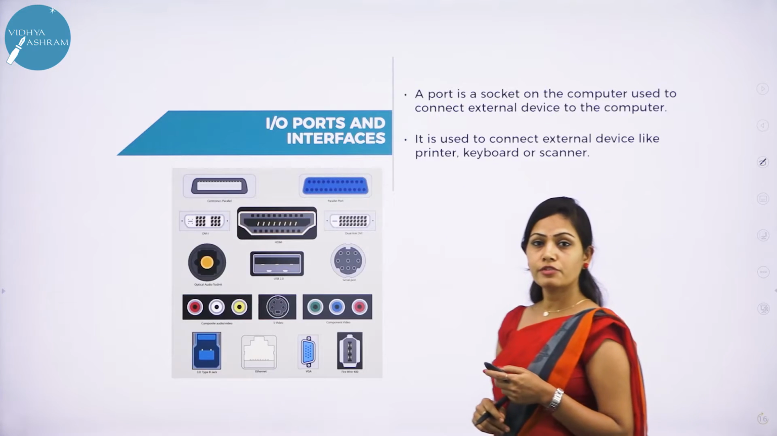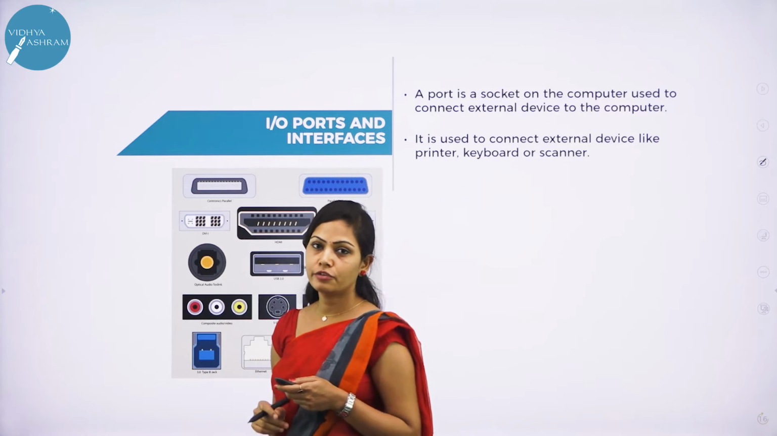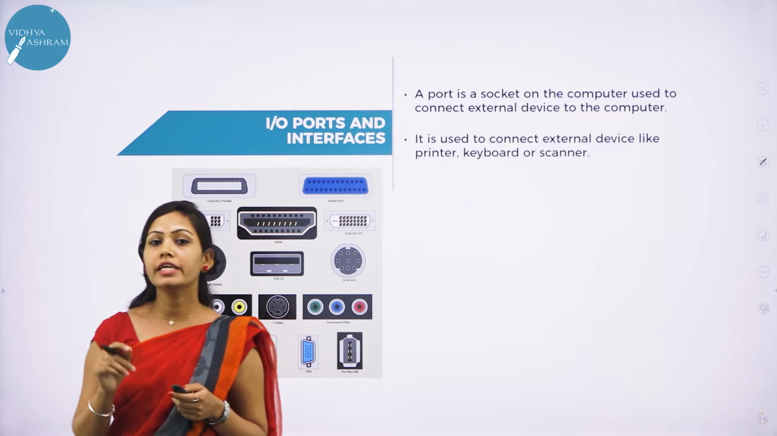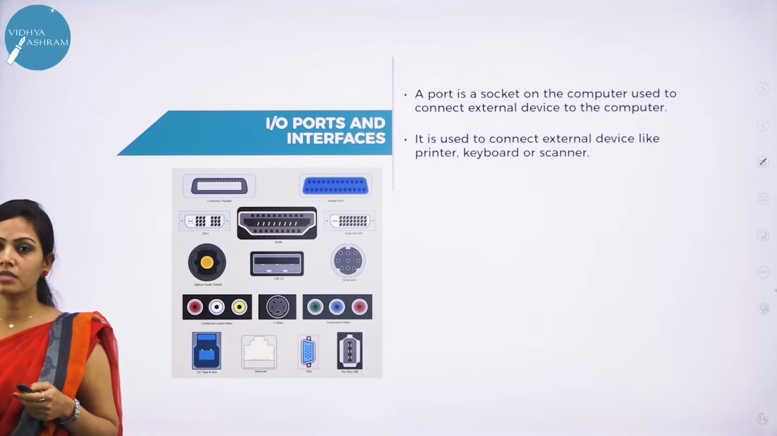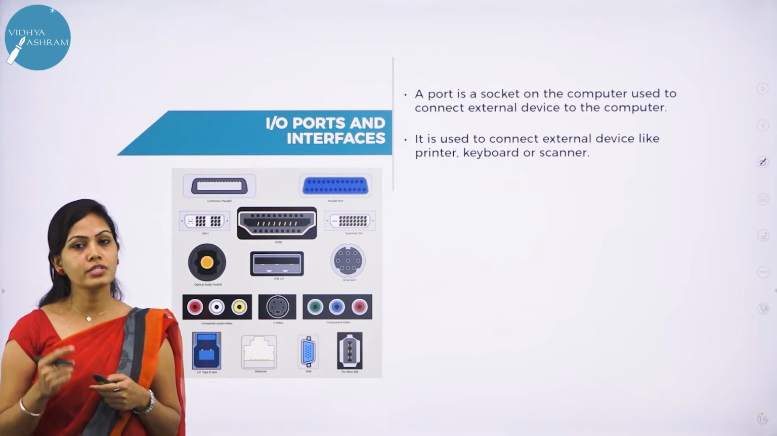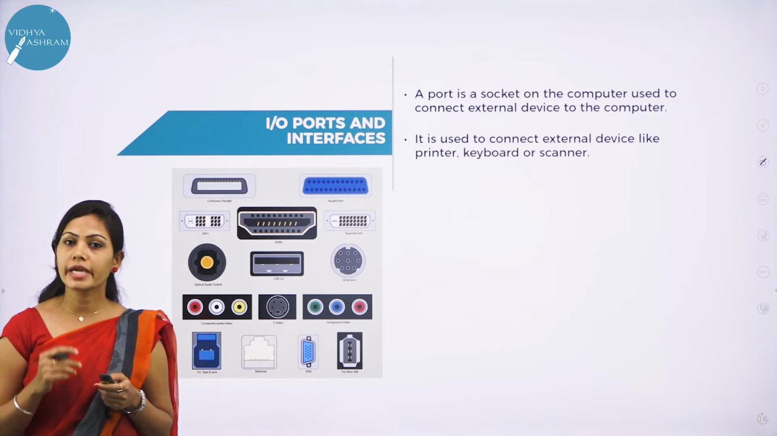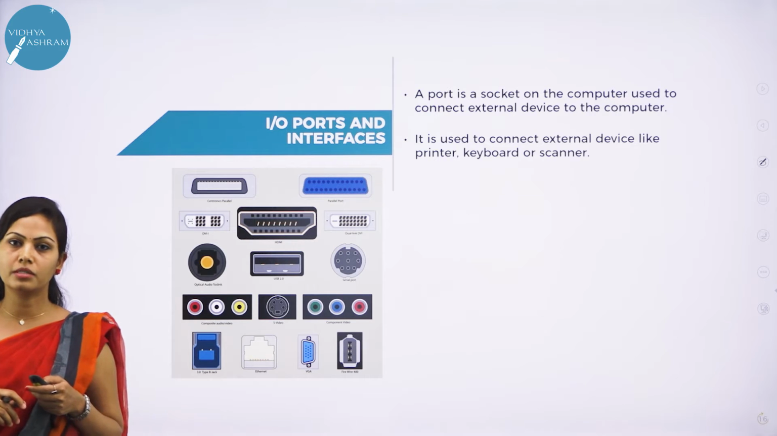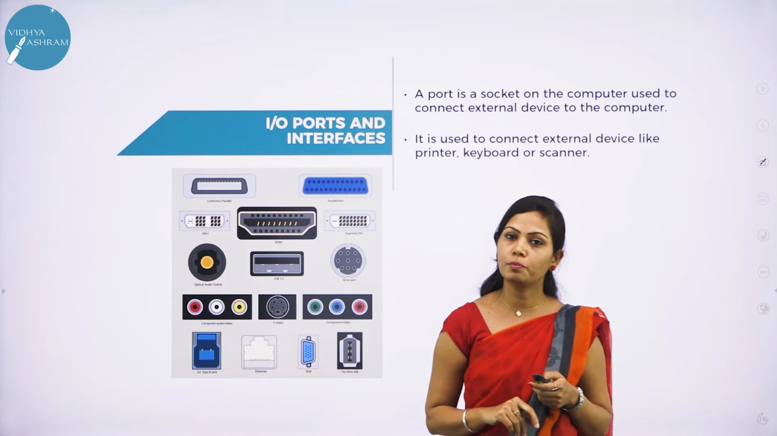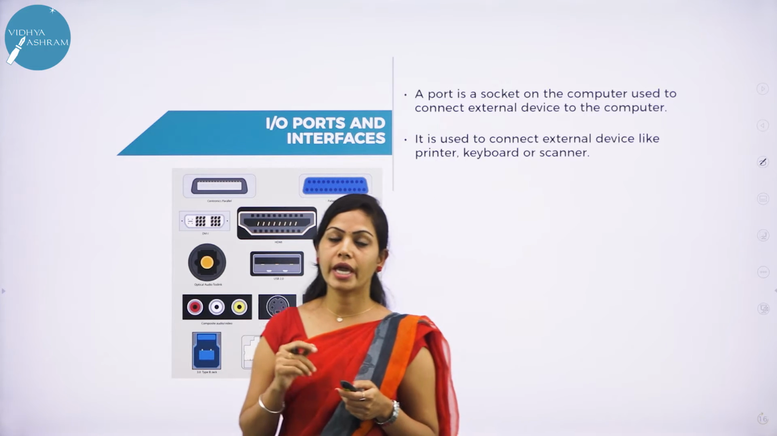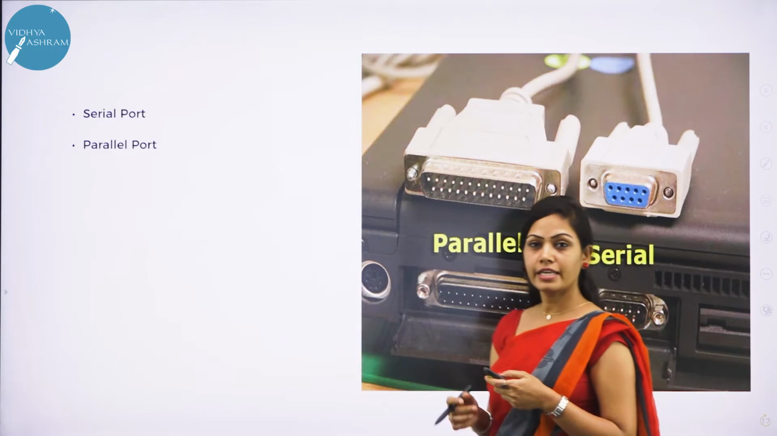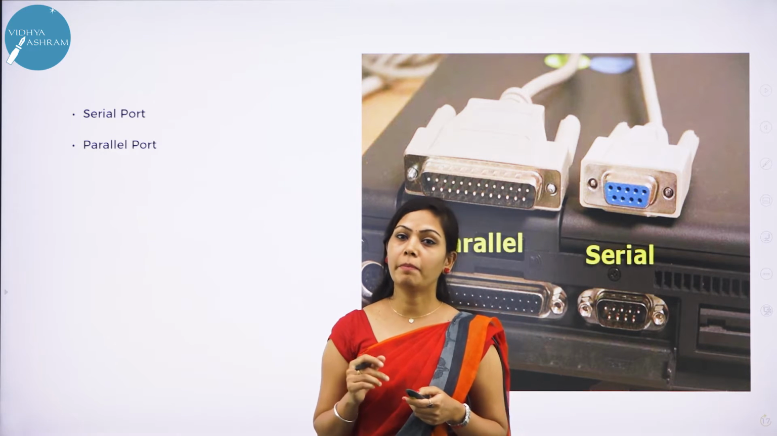Next we have I/O ports and interfaces. The ports and interfaces are used to connect external devices like printers, scanners and keyboards to the computer system, which gets connected to the computer motherboard. There are several types of ports like USB port, serial port, parallel port, AGP port, etc. Next we have serial port and parallel port.